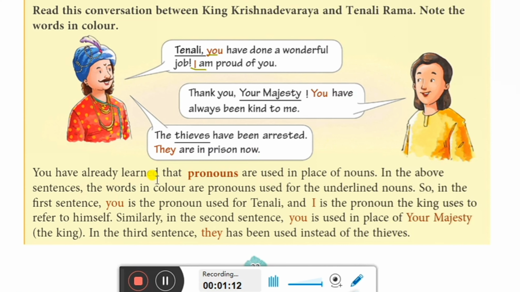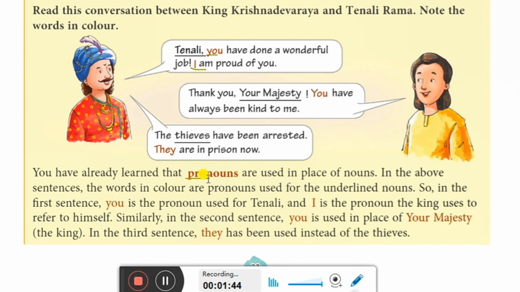Students, you have already learned that pronouns are used in the place of nouns. In the above sentences, the words in color are pronouns used for the underlined nouns. So in the first sentence, you is the pronoun used for Tenali and I is the pronoun the king uses to refer to himself. Similarly, in the second sentence, you is used in the place of Your Majesty, that is the king. In the third sentence, they has been used instead of the thieves.